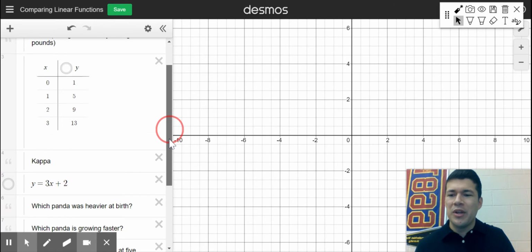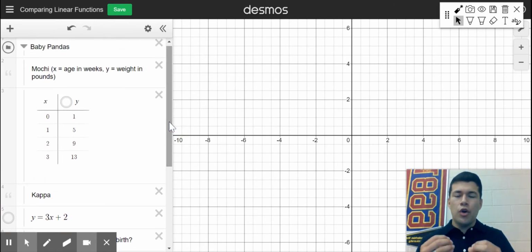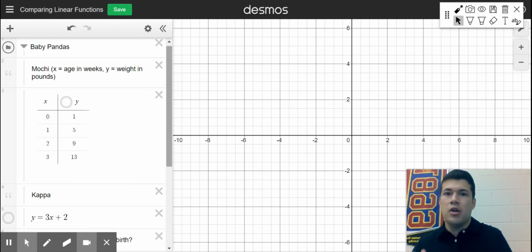Next question. Which panda is growing faster? For growth, we're looking at average rate of change. We can look at it in many ways, whether through the graph, the equation, the table, or the contextual representation. In all 4 of these, we can tell the difference between a y-intercept and a rate. So the question is, which one's growing faster? If I look at Mochi, it looks like it's increasing 4 pounds per week. That's the average rate of change, 4 pounds per week.